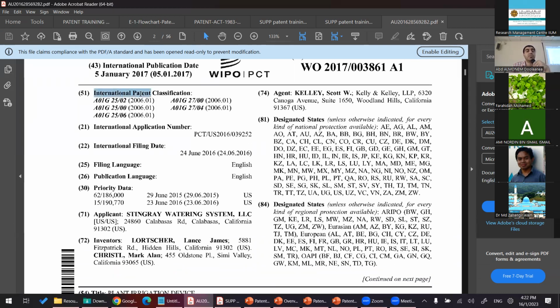Patent classification, this is the one that we will learn today. It's a very, very important one. See these classifications.